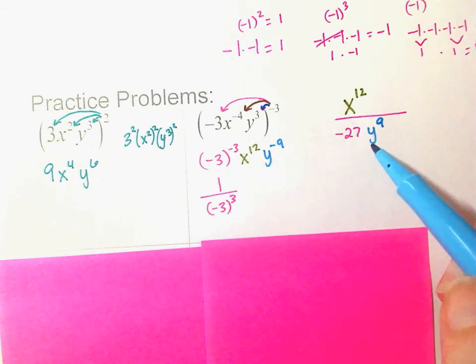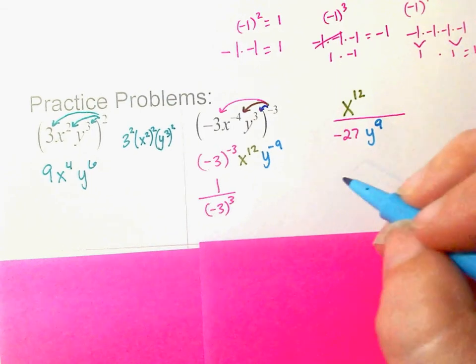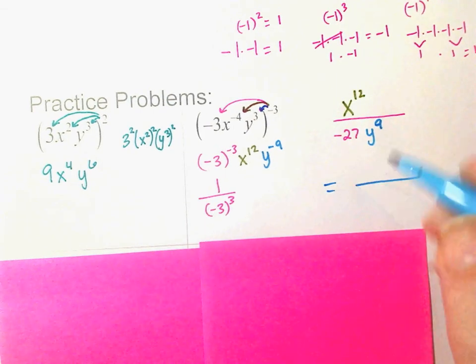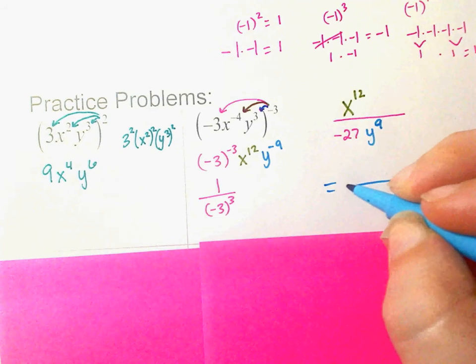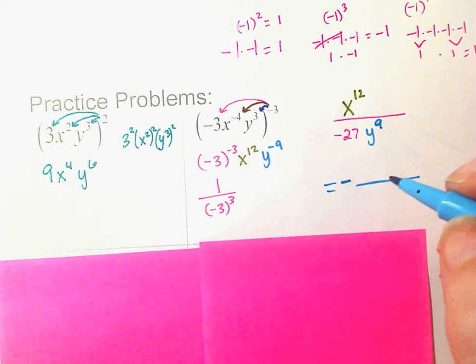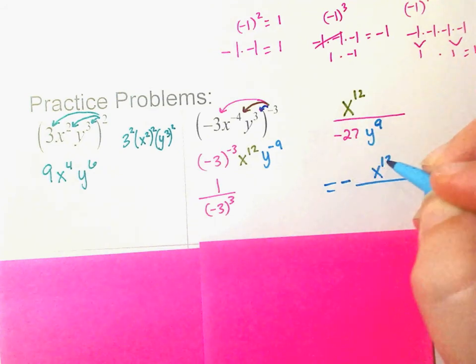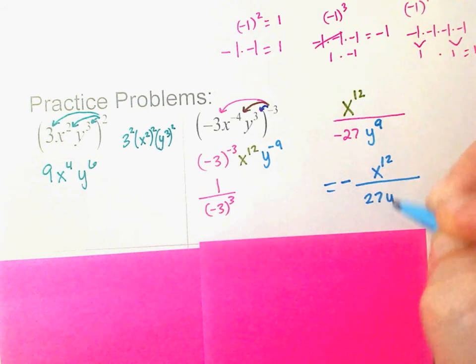The only thing that I would expect you to do, and I hope you know this already, is to move the negative either in the front or to the numerator, okay? Because I would not want the negative in the denominator. And you're done.